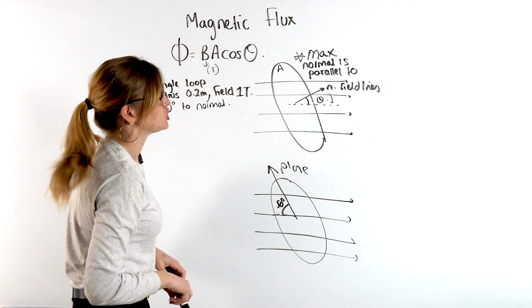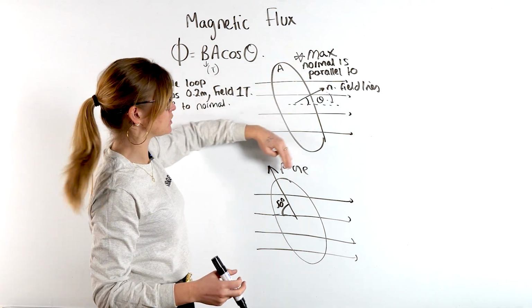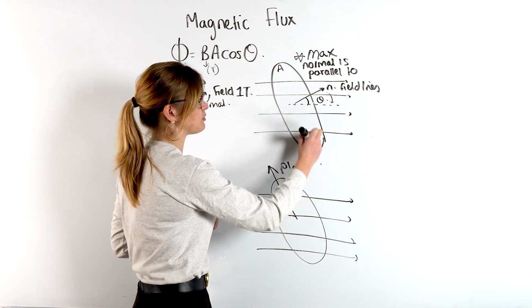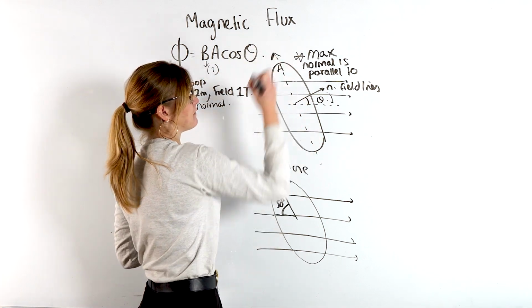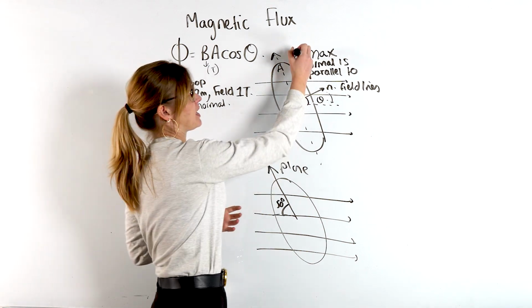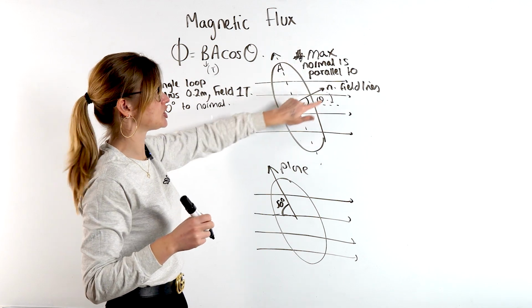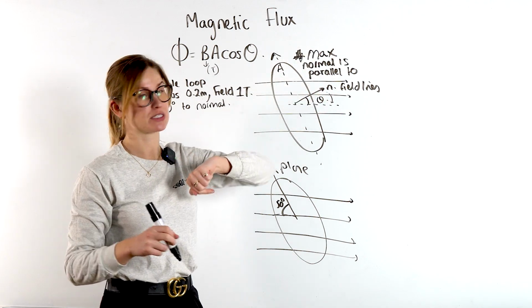Okay. So another way you can think about it is, instead of saying the normal is parallel to the field lines, you can say you always want the plane of the coil to be perpendicular to the field lines. Okay, you don't need to learn both. I would highly recommend you just learn this one. You always want the normal to be parallel to the field lines, because it's much easier to find where the normal is on your diagrams.